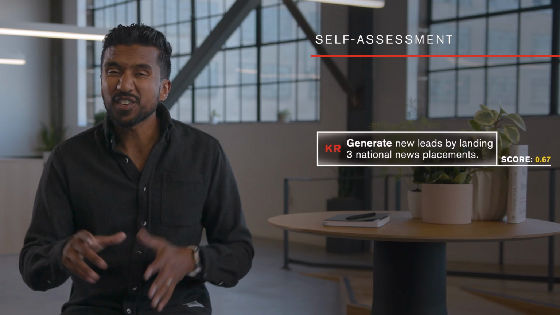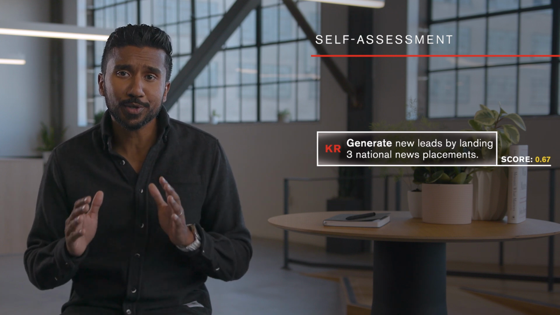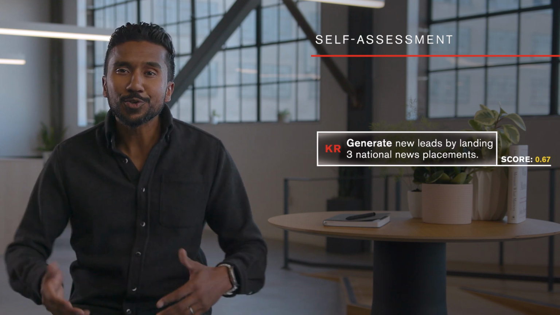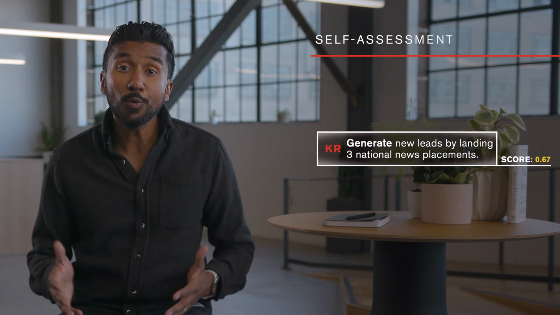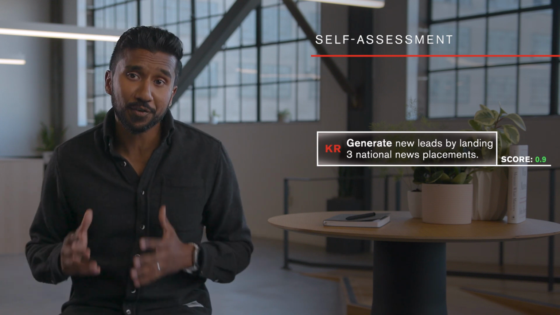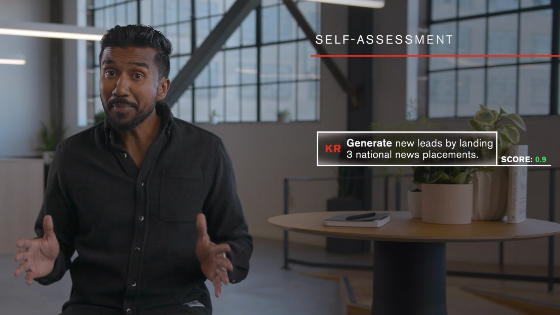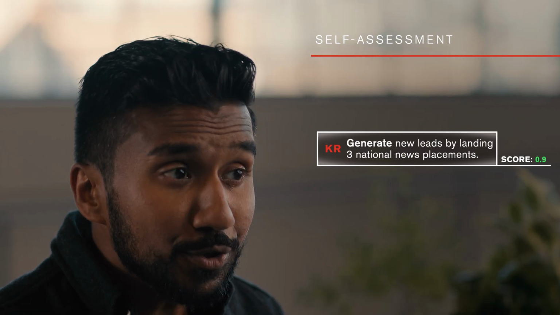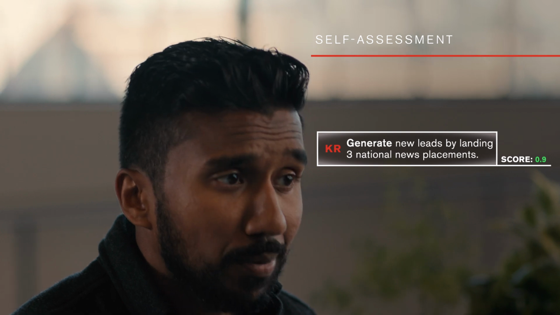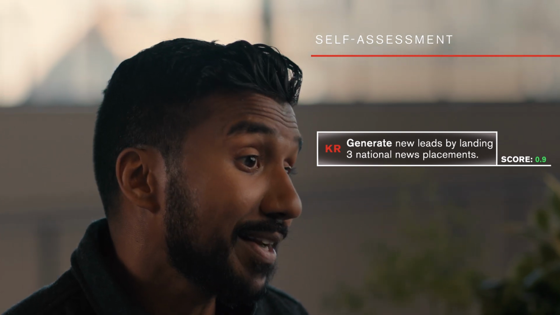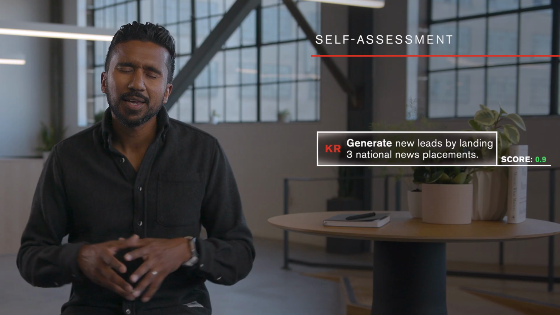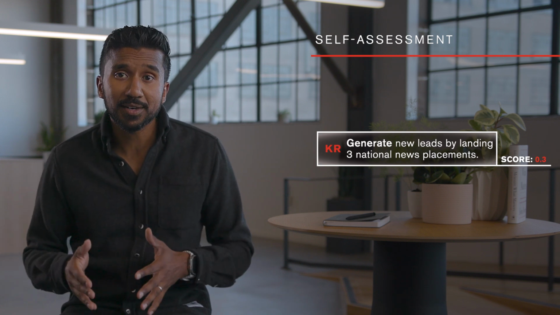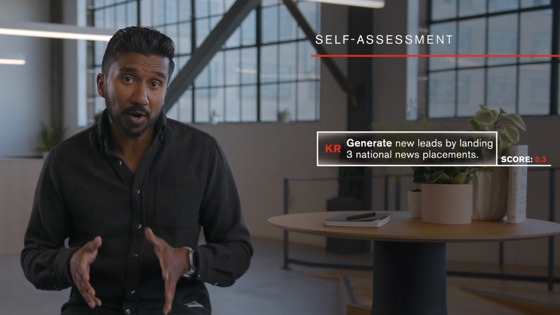But one of them was a front page mention in the Wall Street Journal. And that led to directly signing 2 big clients. During self-assessment, it'd be appropriate to bump your score to 90% for this KR, because in terms of impact, you knocked it out of the park. Or perhaps your team landed only 2 placements in smaller publications because you were too late getting press releases out. In your self-assessment, you might actually lower your score to 30% to account for the failure in the process.